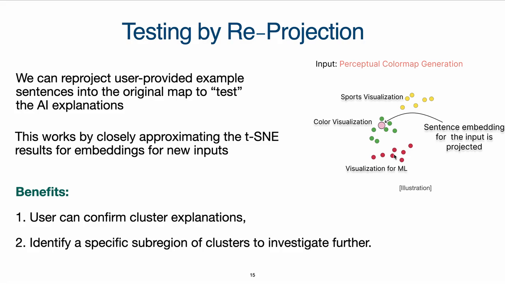Language models can sometimes hallucinate and be unreliable at times, so we allow users to test an explanation. A text input can be transformed into a sentence embedding, reprojected and visualized onto the existing text visualization. And if this reprojected text lies inside the cluster corresponding to the explanation, the explanation can be trustworthy. A user can also semantically search the visual projection space to identify subregions of clusters they would like to investigate further.